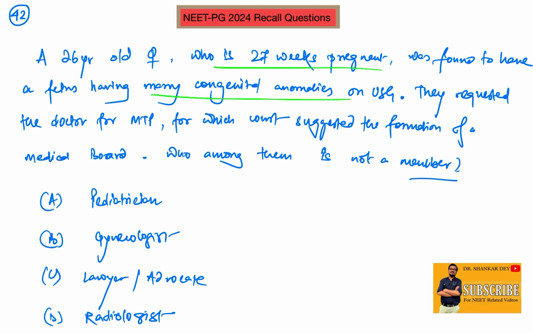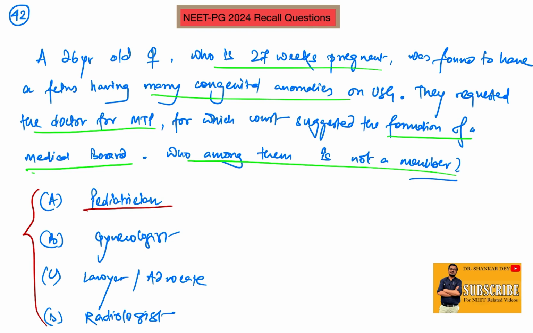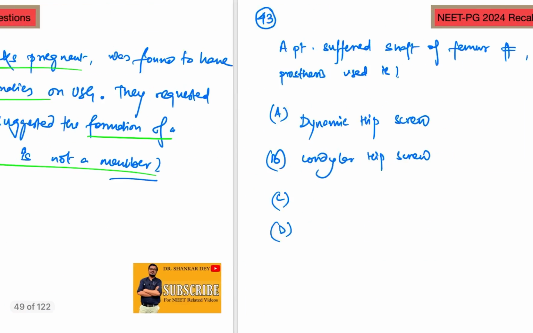A 26 years old lady presented at 27 weeks pregnancy, who is found to have a fetus having many congenital anomalies. They requested a doctor for medical termination of pregnancy, for which court suggested a formation of a medical board. Who among them is not a member of this team, medical board team for MTP, whether it is pediatrician, gynecologist, lawyer, and advocate? This question, what is your opinion? Kindly let me know in the comment section.